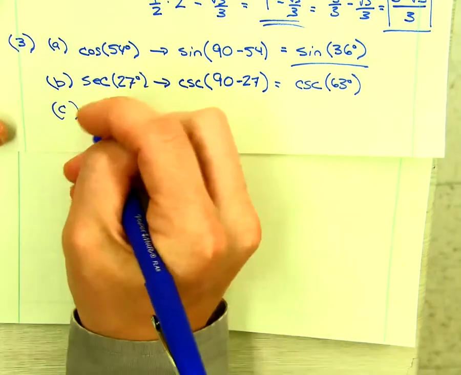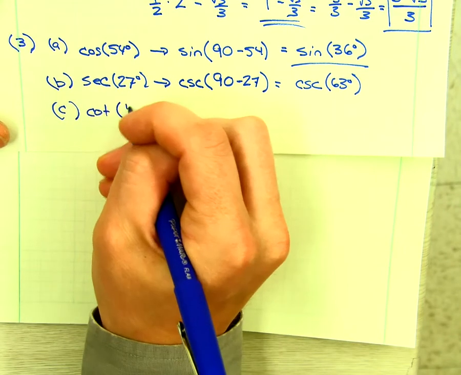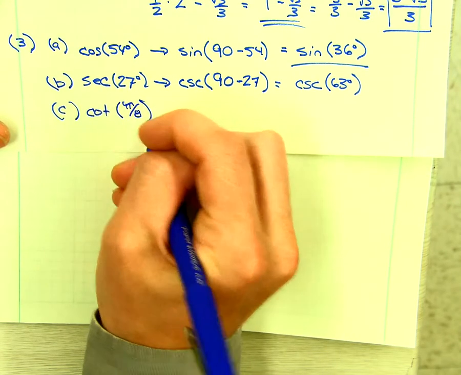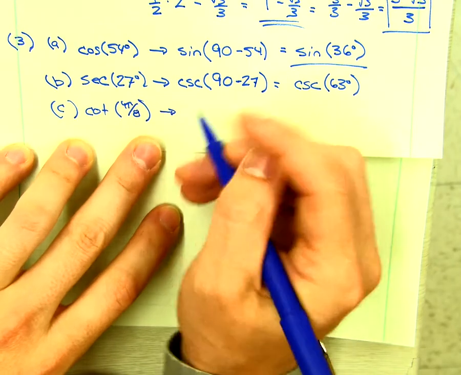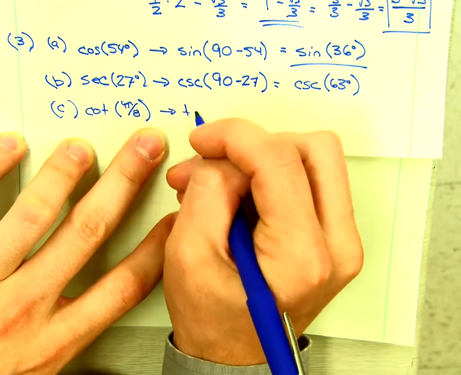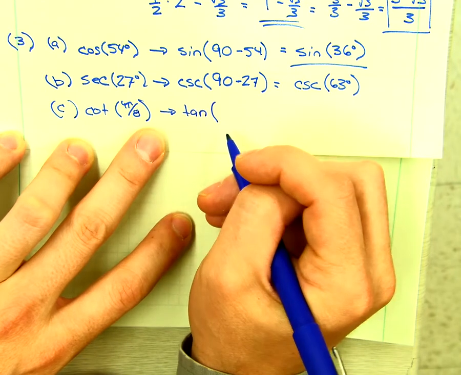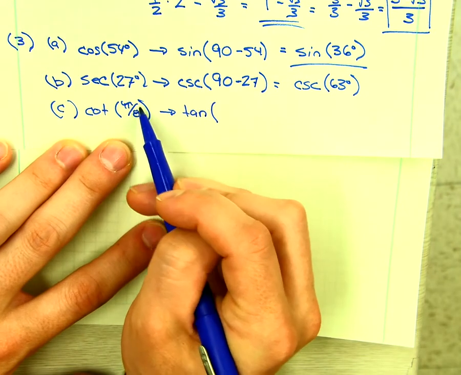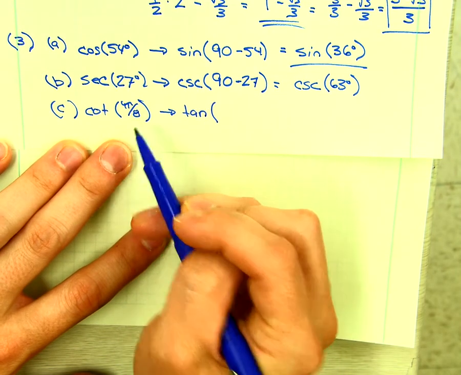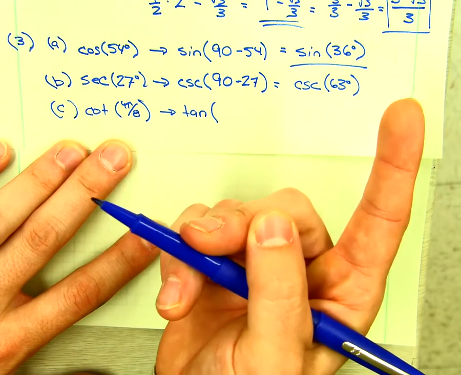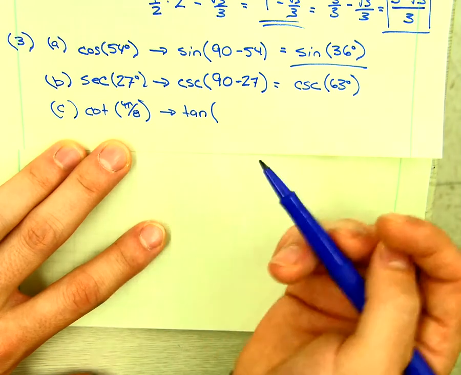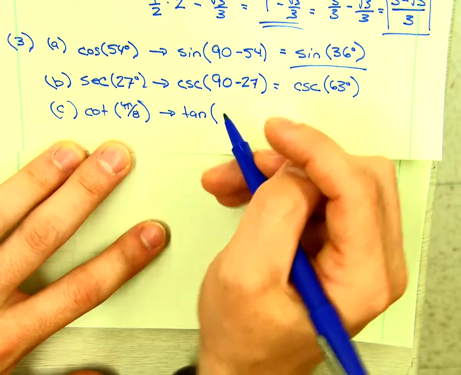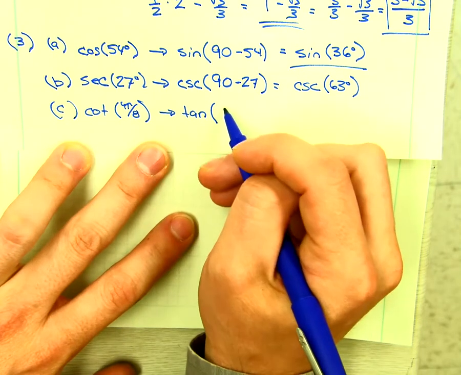Okay, so here's going to be the cotangent of pi divided by 8. Now first let me set this up. The cotangent, the cofunction of this, is just going to become the tangent. Here I've got radians, so I know my answer needs to be in radians. Remember, there's 2 ways to do this. One is you can convert it to degrees and then do the 90 minus and then convert it back into radians. Or you can just do the whole thing in radians with some fractions.